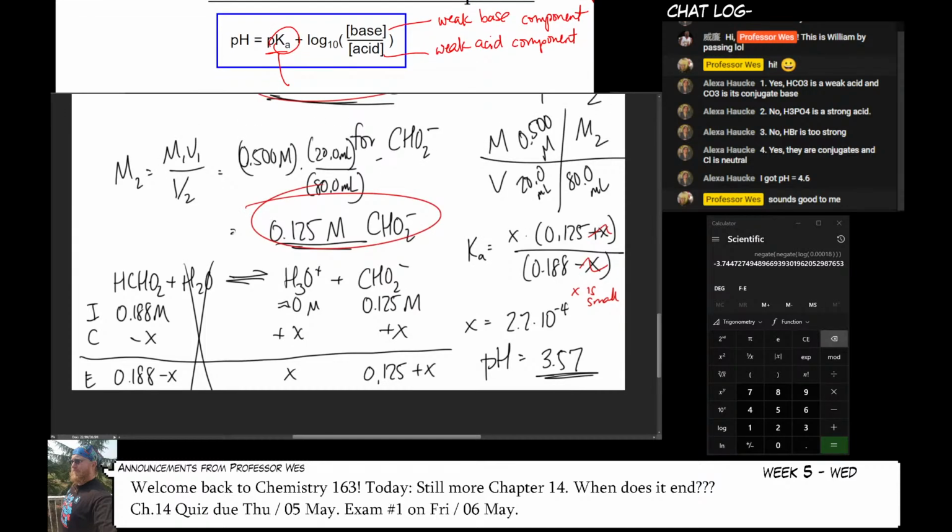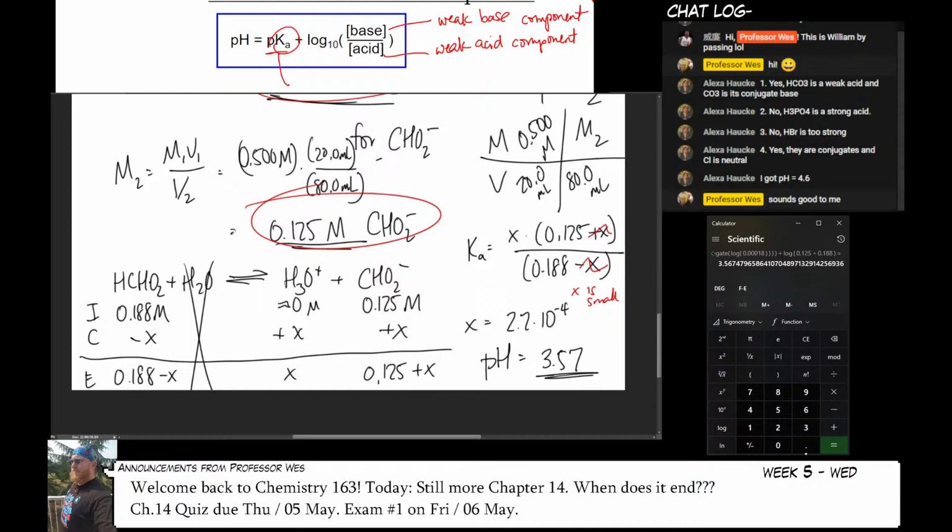Oops, I accidentally negated it again, so we'll make it positive again. Okay, so that plus parentheses log of base over acid. Well, the base was 0.125, and the acid was 0.188. We're going to close that parenthesis, log it, and then hit enter. And look how close we get to the answer.